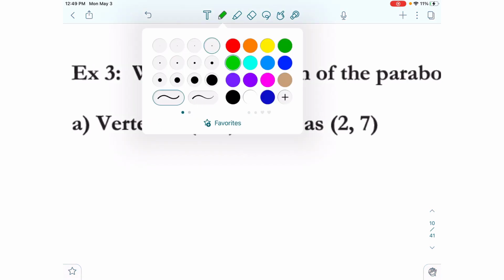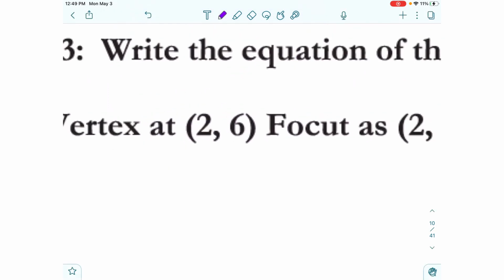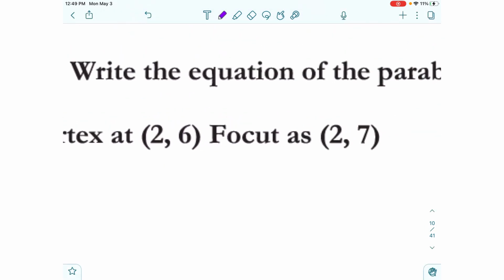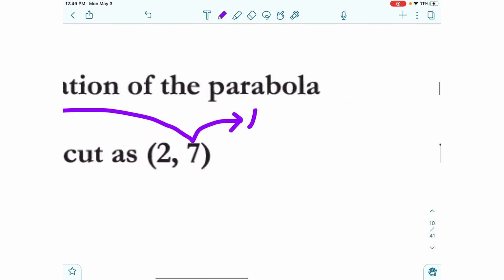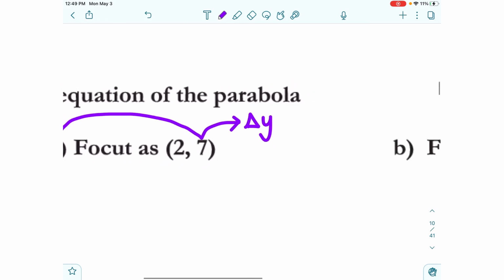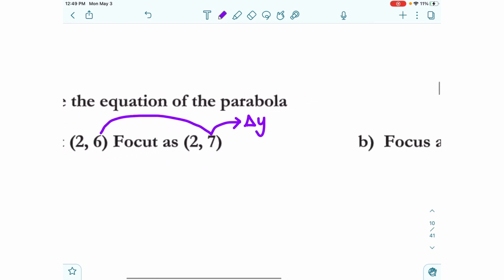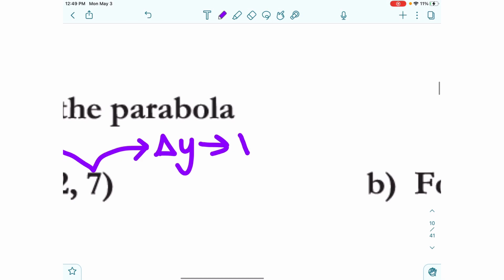So the vertex is at 2, 6, and think about it, guys. The focus went to 2, 7. So it moved up 1 since it's my y value that changed. So the way that I remember is that there was a change in y, meaning the triangle I just drew means change in. Since it's the y value that changed, this makes this a vertical parabola, which is the kind we just did in the beginning of class.